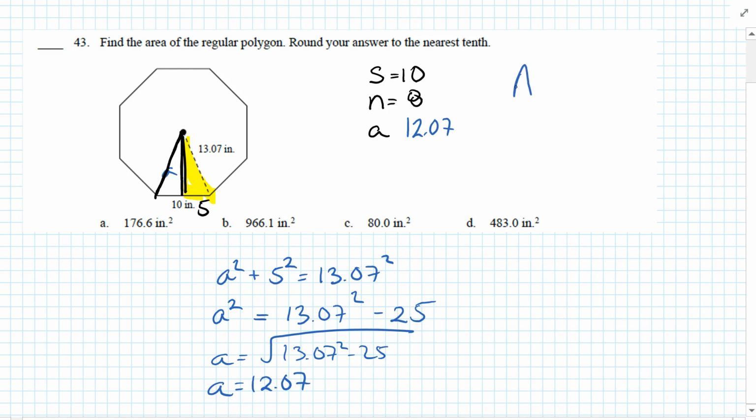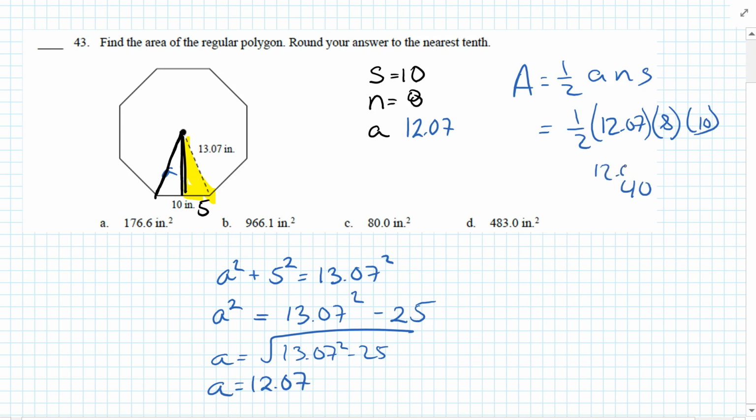So our area equals 1/2 A and S, which is 1/2 times 12.07 times 8 times 10. So it's going to be 40 times 12.07. So we're going to be looking at basically 482 inches. So the answer is D.